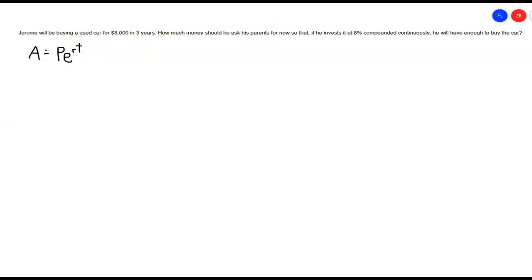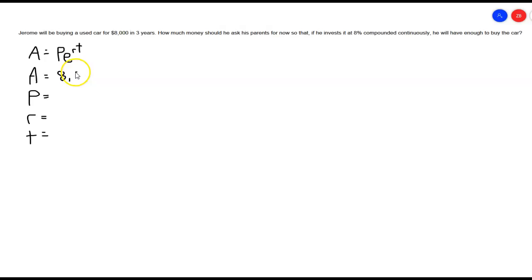So let's kind of go through and identify each one of these. So A, P, even though e is not in a number form, we don't have to identify that because that just represents an irrational number, just like pi does. But we do need to find r, lowercase r, and t. All right, so A, the future value. Well, that's going to be, in this case, $8,000. So that's how much we want to save up.